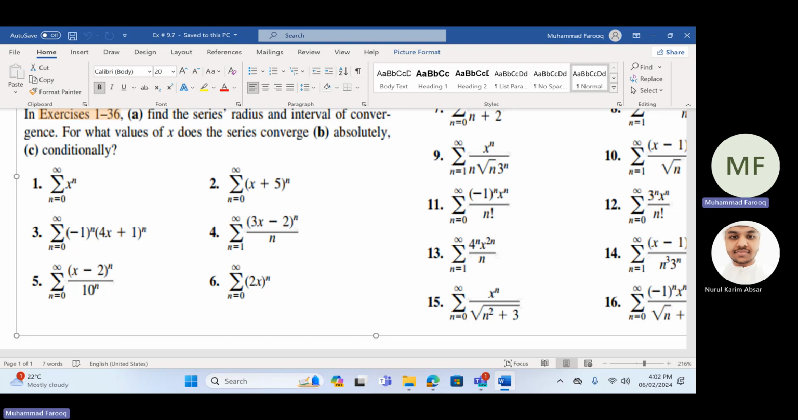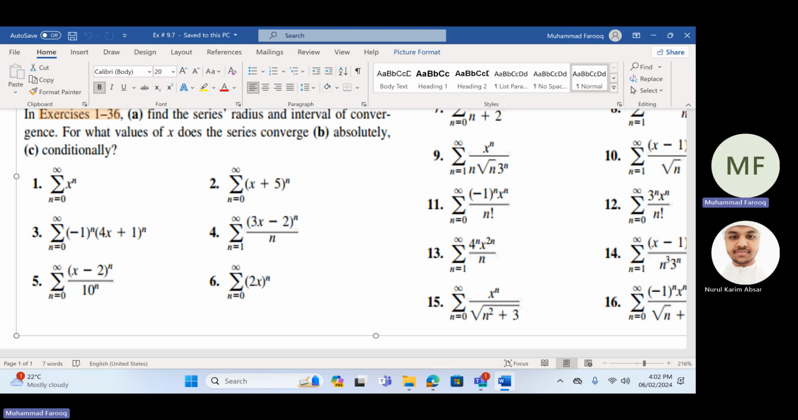Number 5. Yes. How do you know? Yes, because x is involved. So centered about what? Two? No, zero. It's centered about zero. Sorry, yes, it is a power series because you have x and it's about 0. Absolutely right. So this power series is centered about 0. Okay, good. So do you know how to check? Is it a power series and what is it centered about?